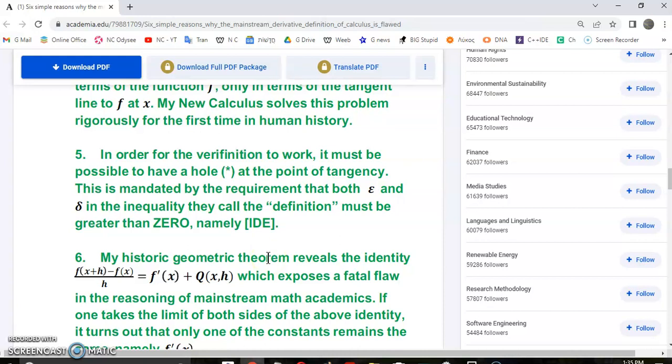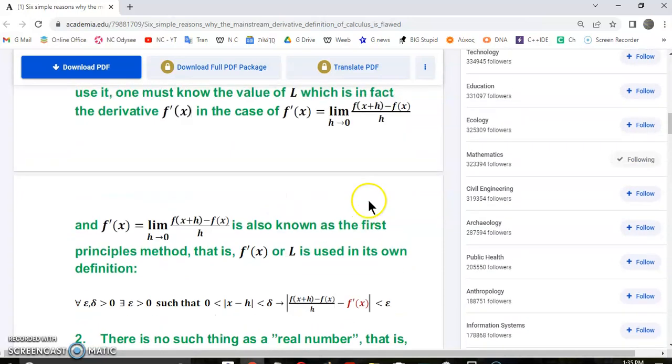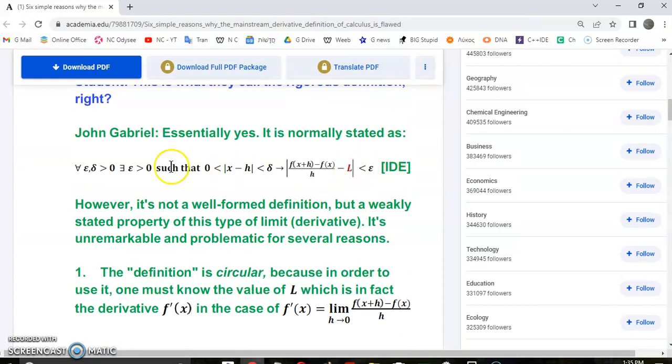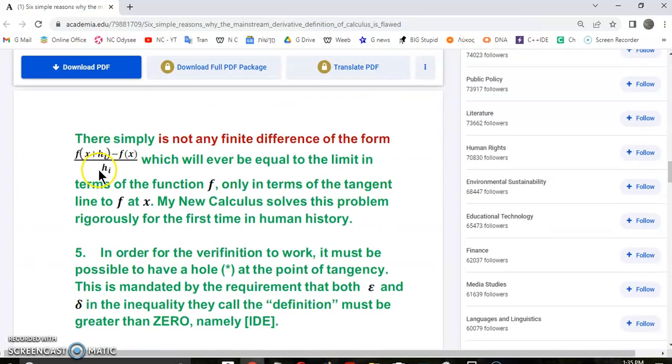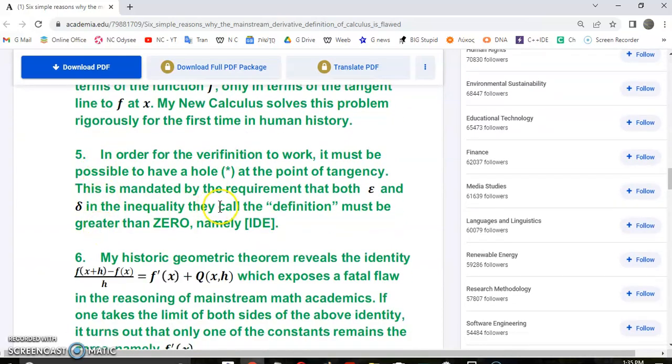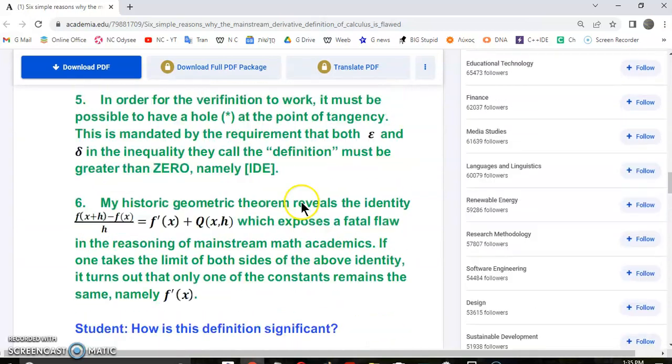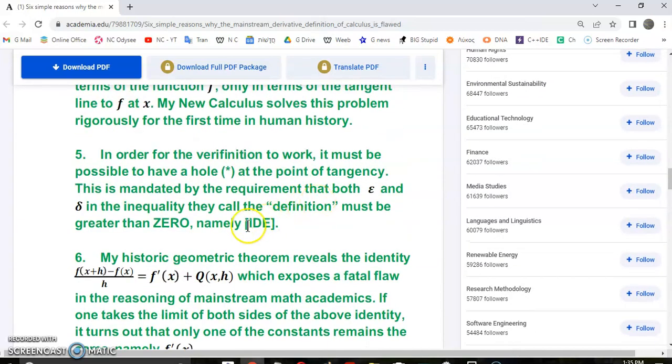And this is mandated by the requirement that both epsilon and delta in the inequality they call the definition, in this definition here, both of these must be greater than 0. And in order for them to be greater than 0, it must be possible for a hole to exist in the function at the point of tangency. Okay? So this is mandated by the requirement.